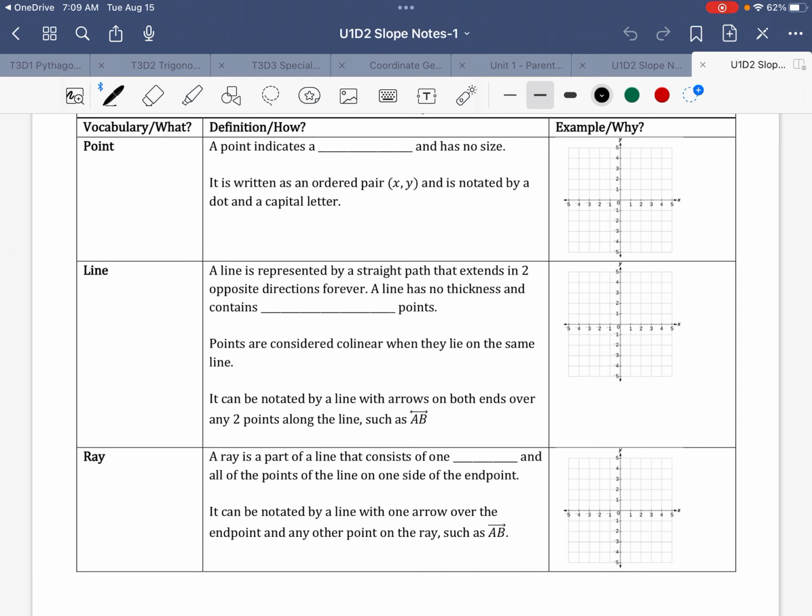So first, a point indicates a location and has no size. It is always written as an ordered pair, parenthesis, x, comma, y, and is notated by a dot and a capital letter. For example, if we're looking at the location 2, 3, we would go over 2 units on our x axis, and then we'd go up 3. 1, 2, 3. This location we would indicate with a dot, and we can name that point A. And I can say A is at the location 2, 3.